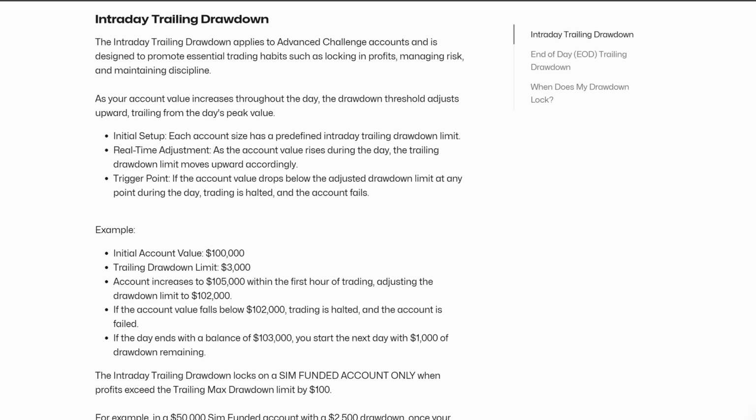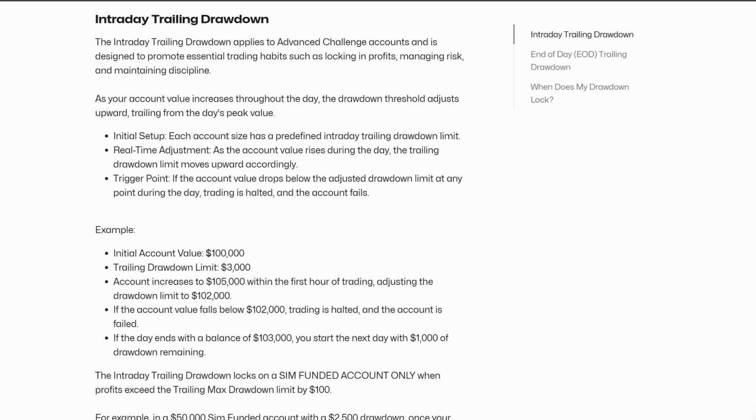Now in this account, we're attempting to make $6,000 in a simulated environment without hitting that trailing drawdown of $3,000. Now, what this goes on to say is if the account increases to $105,000 within the first hour of trading, it would adjust the drawdown limit to $102,000, which means the drawdown limit has now moved up by a total of $5,000. Keep in mind, when you start out this account, you can't let the account go below $97,000. How do we know that?